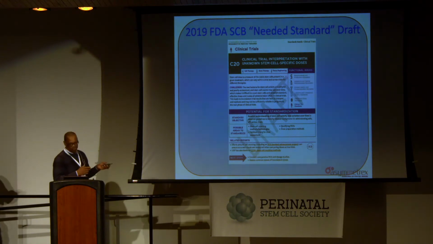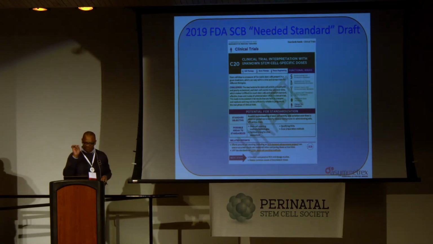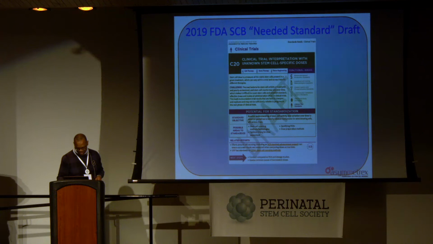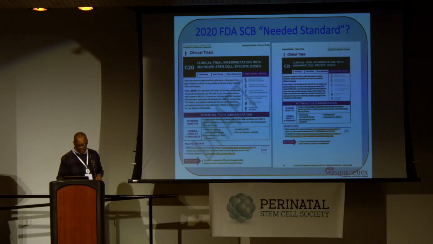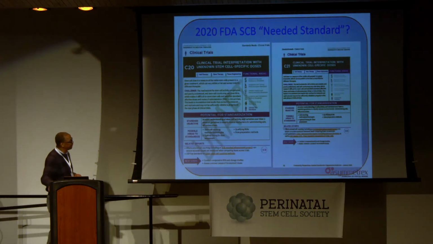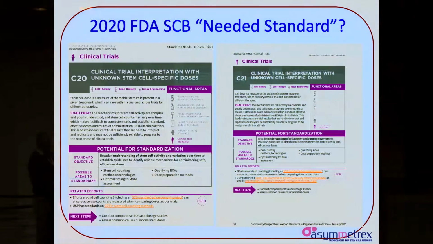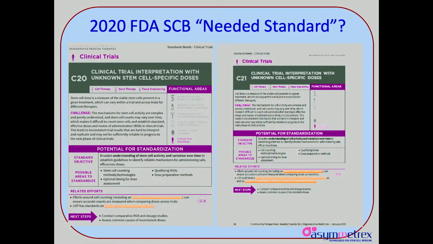I don't want to show up with a draft. I want to have the thing that was in the report that came out in January of this year, and I couldn't find it. It's been replaced by C21. C21 is unknown cell-specific doses. Stem cell-specific dose and stem cell dose does not appear in this entire document. I don't know why it's gone, but it is a problem that it's gone.